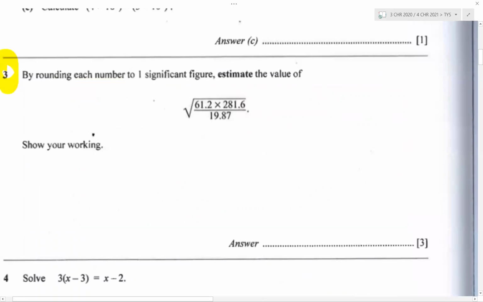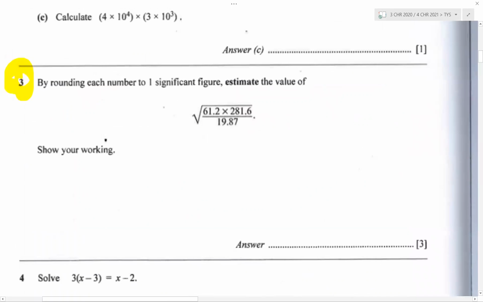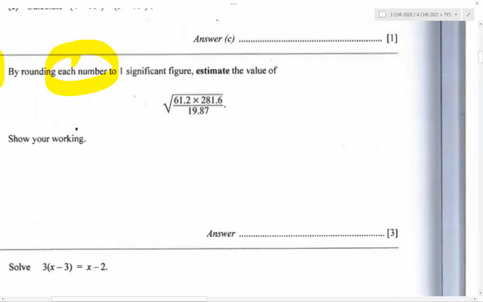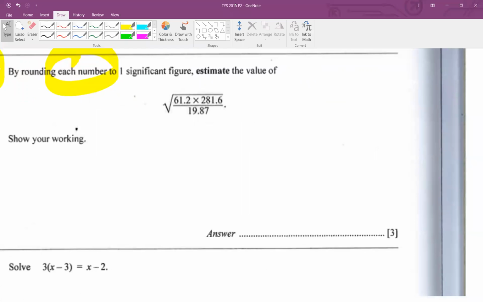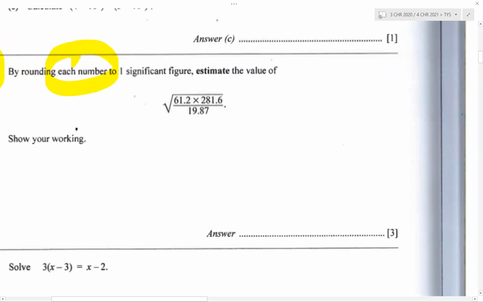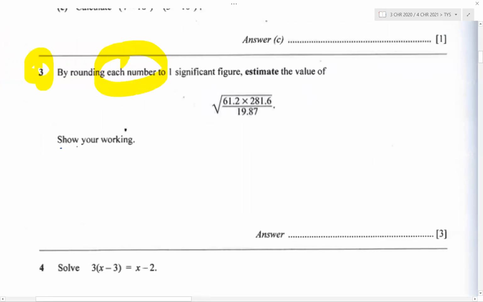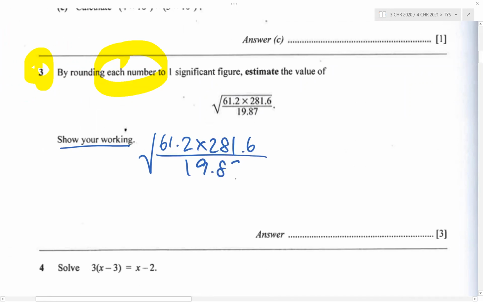Okay, so I don't have doubts that you know how to round off to one significant figure. But this question says to round off each number. How many numbers do you see in this question? There are 3 numbers. You need to round off every single one of them to one SF. Okay, and it says show your working. So from 61.2 to 81.6 to 19.87, we're going to round off every single one of them.